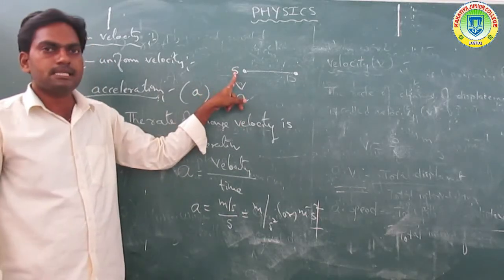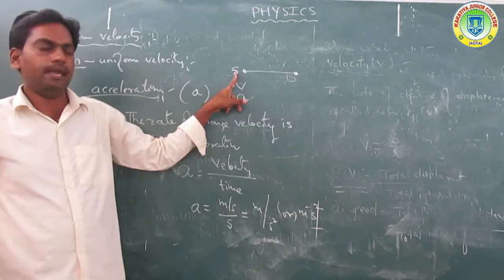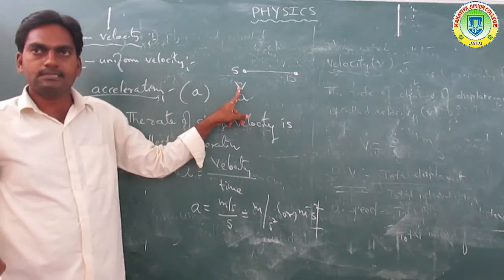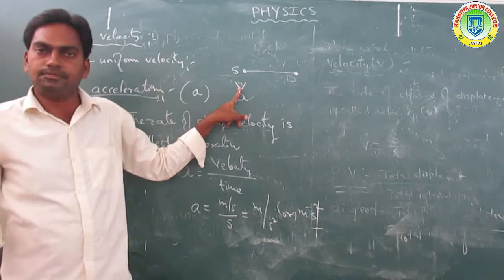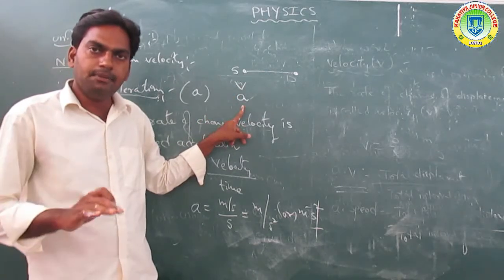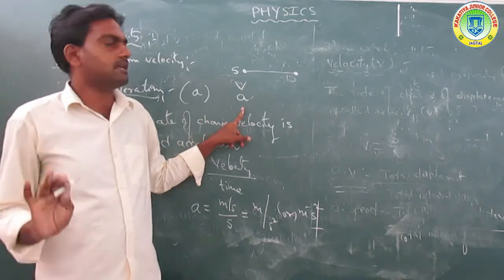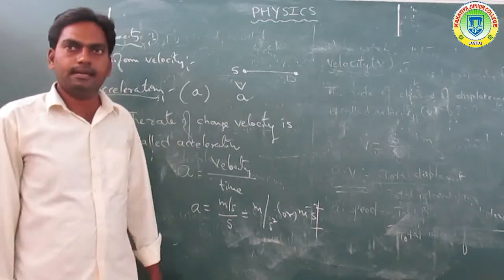Units of displacement are centimeters, meters, etc. Velocity is meter per second or centimeter per second. Acceleration is centimeter per second square or meter per second square. Okay, got it? Clear that?